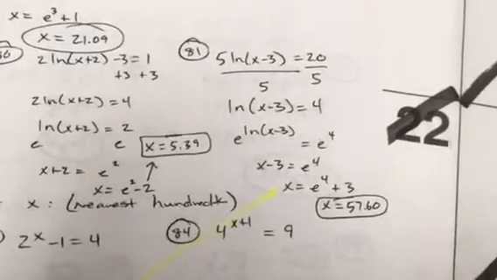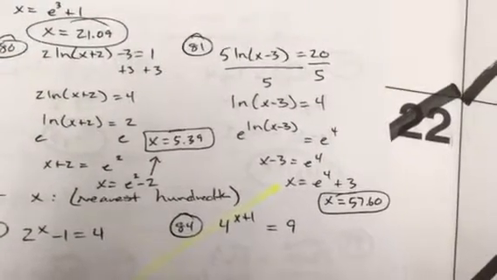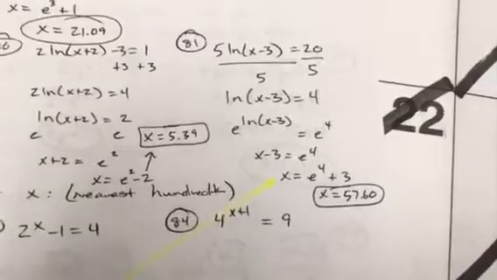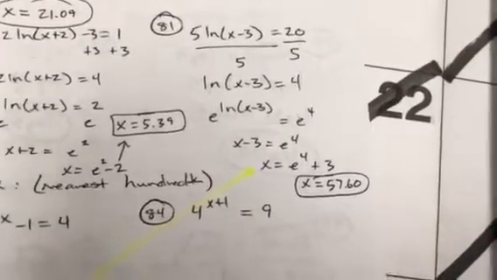Here's what you do on 4. Divide by 5 first. Natural log x minus 3 is 4. Attach e as the base. x minus 3 is e to the fourth. e to the fourth plus 3. You get your answer there.